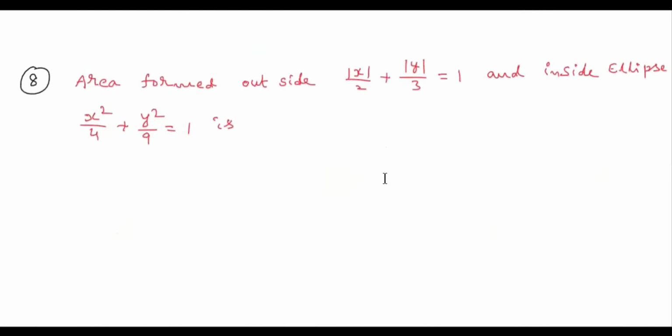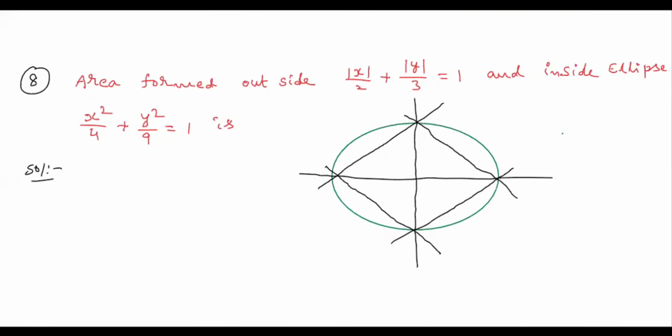Now see the question here. Find the area formed outside of mod x by 2 plus mod y by 3 is equal to 1 and inside the ellipse x square by 4 plus y square by 9 is equal to 1. In between these two curves, what is the area we need to find?